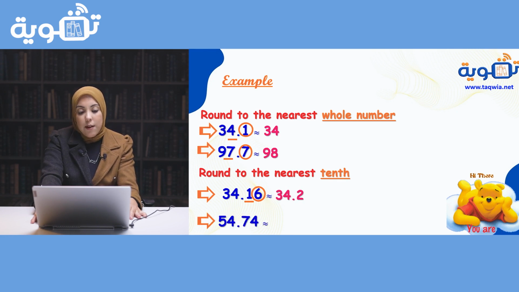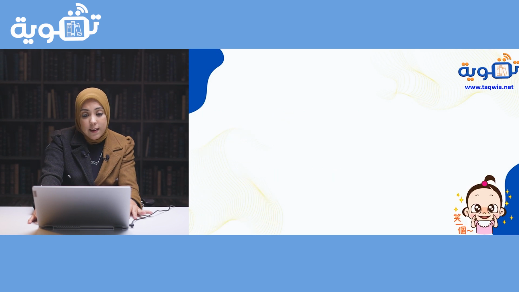Here, we have 54.74. Where's the tenth place? Yes, it's the 7. We underline it and circle the digit to the right. Is 4 strong or weak? Weak, yes. So what are we going to do? We're going to keep the number. So it's going to be 54 and 7/10.